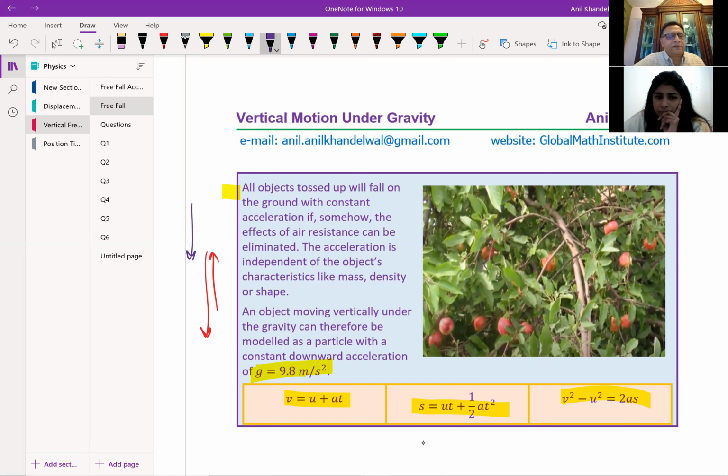So the direction we are very flexible with. You need to define it. So if the direction is similar to downward force, we'll take G as positive. Clear? Okay.